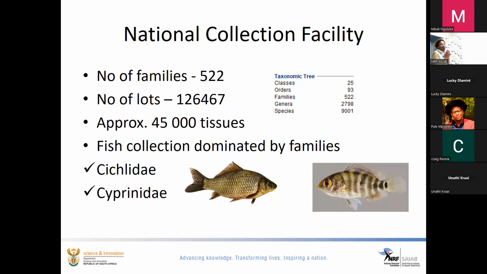We have millions of specimens here at SAIAB, which are made up of 522 families, 126,467 lots, that is your jars and tanks. And then we have approximately 45,000 tissues. I will explain later why we have few tissues compared to voucher specimens. Our fish collection is dominated by two families, that is your Cichlidae and your Cyprinidae.